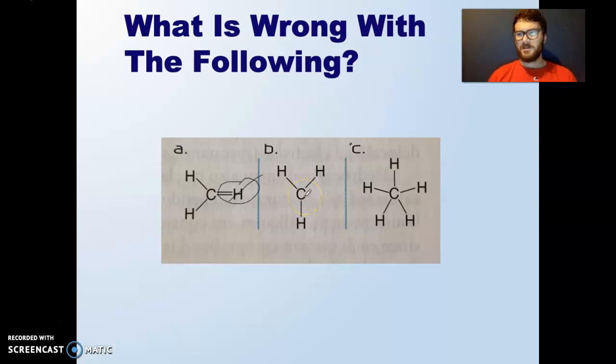Carbon needs how many bonds again for the octet rule? That'd be 4. 1, 2, 3. This carbon doesn't have enough bonds. It needs another hydrogen.